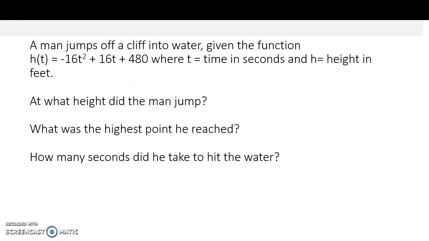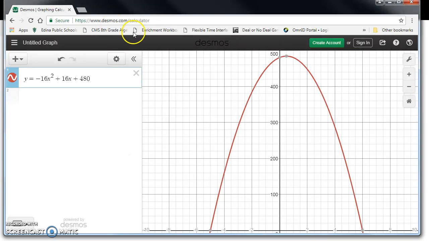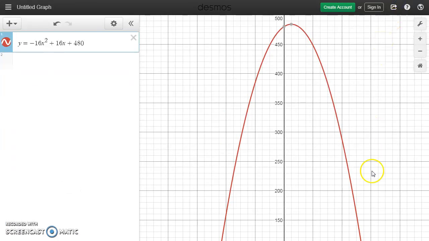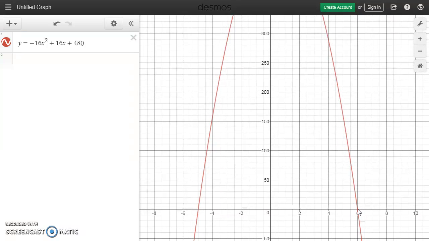Our next one was, how many seconds did it take him to hit the water? Well, to me, this just makes sense visually: he jumped and he went all the way down here. And so we are looking at where he hit the water, which is kind of hard to see with my screen here. Sorry, guys. Looks like it was about, oh, sorry, I got to go even further down. You can't even see it there. It looks like it was about 6 seconds when he hit the water.